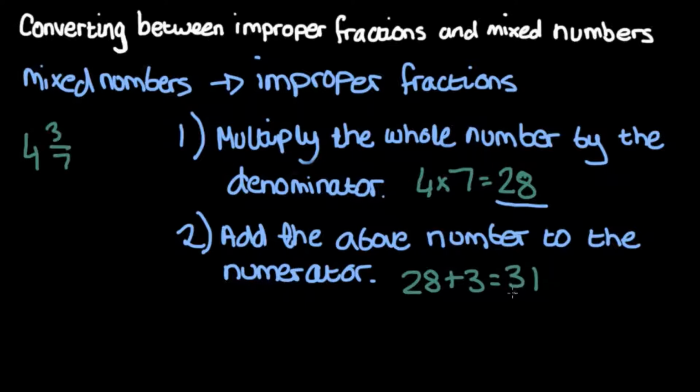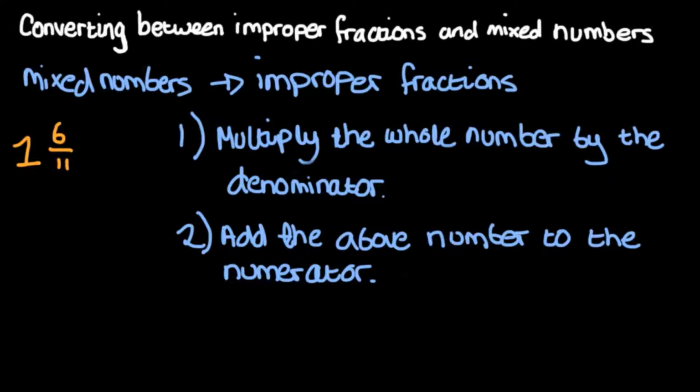Now we can write our improper fraction. So we put 31 over the original denominator of the fraction, so we get 31 over 7. And that's our improper fraction. Now, what we can actually do is try to convert this back into a mixed number using the tools we learnt earlier in the video, and I invite you to try to do this just to see if you've fully understood the content.